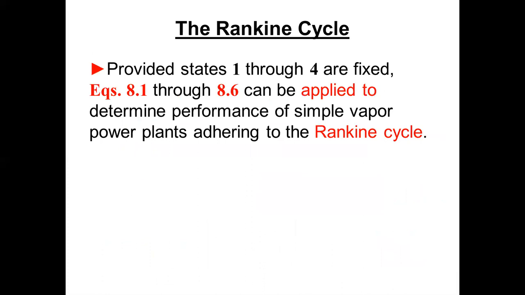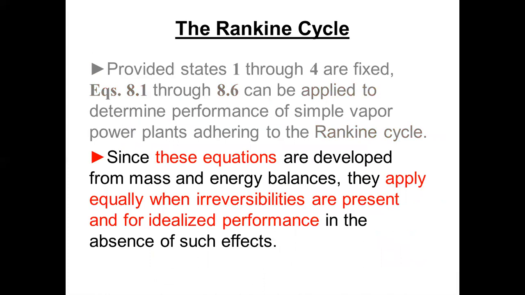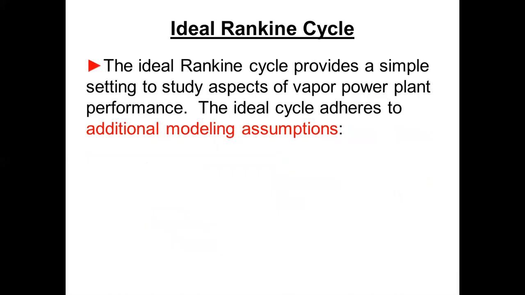Okay, so provided states 1 through 4 are fixed, then equations 8.1 through 8.6 can be applied to determine the performance of power plants adhering to the Rankine cycle. The equations are developed from mass and energy balances. They apply equally when reversibilities or irreversibilities are present. So for ideal or non-ideal cycles, they work.